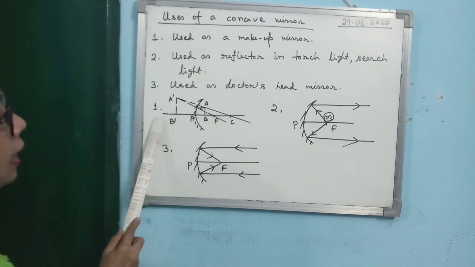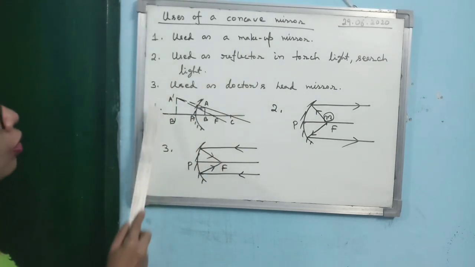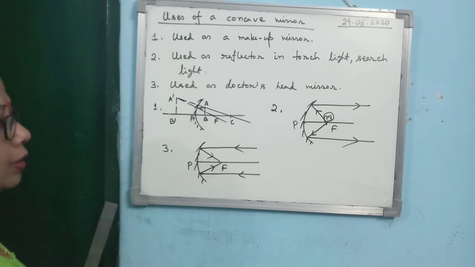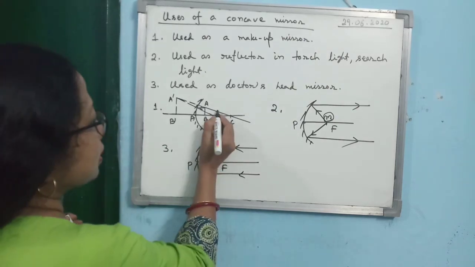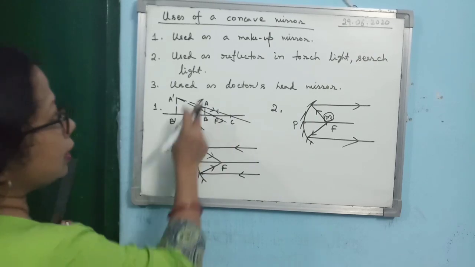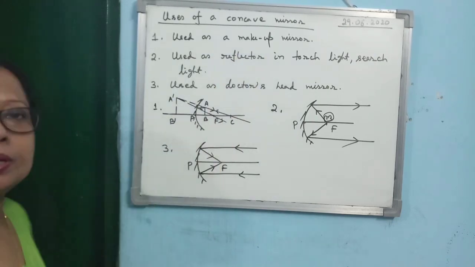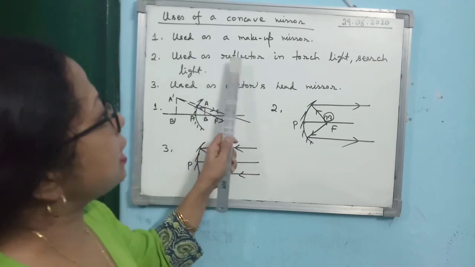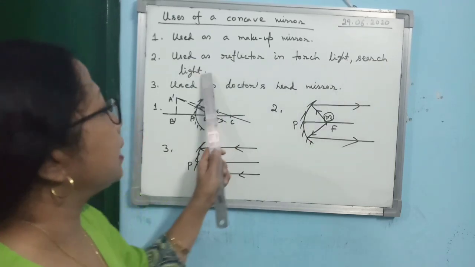And this is the diagram for the use of a concave mirror. This diagram you must also draw in your study material notebook, because sometimes the question is asked to draw the use with a proper diagram. So this is the diagram. Then the next use is as a reflector in torchlight and searchlight.